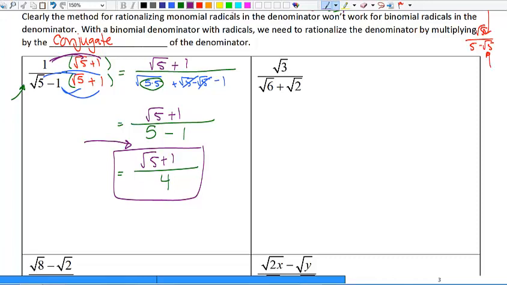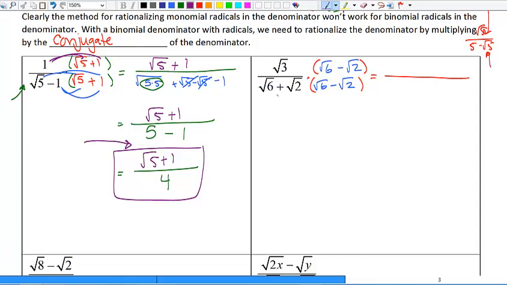On our next problem, we have another binomial in the denominator. I have lots of radicals in the denominator, and I have to get rid of them. So I'm going to be multiplying by something clever, and the clever thing that we've chosen to multiply by is the conjugate. So the conjugate of the square root of 6 plus the square root of 2 is the square root of 6 minus the square root of 2. And then I can distribute like we did on the previous problem.